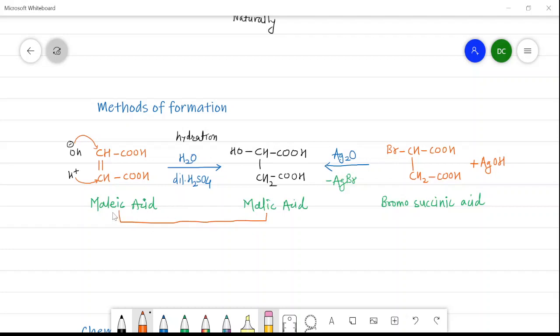The difference between these two acids is the E, which indicates unsaturation. So the unsaturated acid is converted into the saturated one by the hydration reaction. This is the first method.